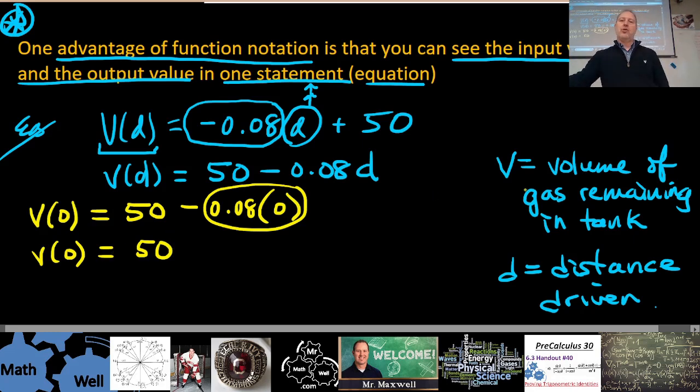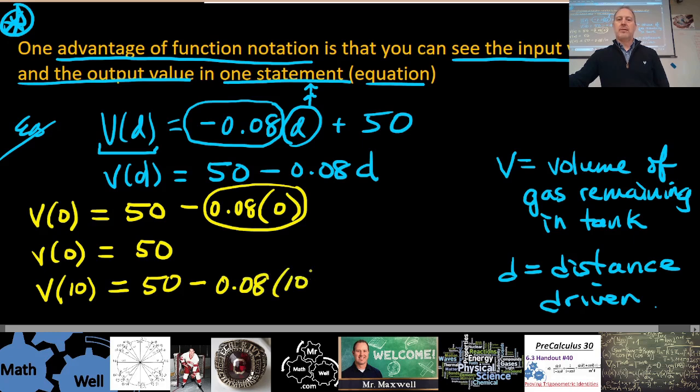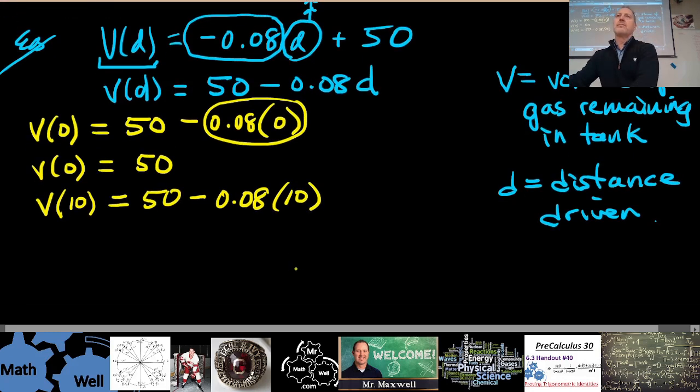Okay. So what happens if I drive 10 kilometers? After 10 kilometers of driving, I want to find out what the volume of gas remaining is. So this is going to be 50 minus 0.08 times 10. What do we got there?